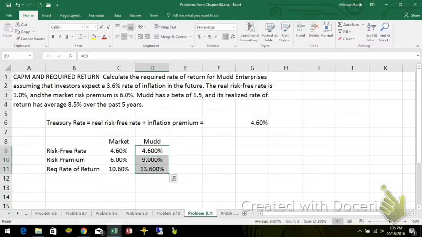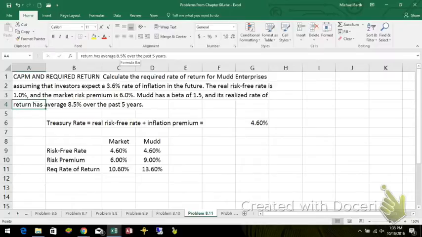Alright, keep it to 2 decimal places just to make it pretty. Mudd's required rate of return will be 13.6%. Now, the authors throw a little mud into the equation by adding this. Its realized rate of return has averaged 8.5% over the last 5 years.